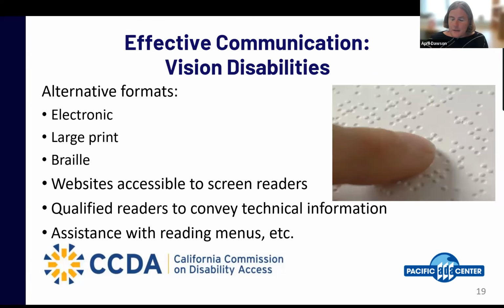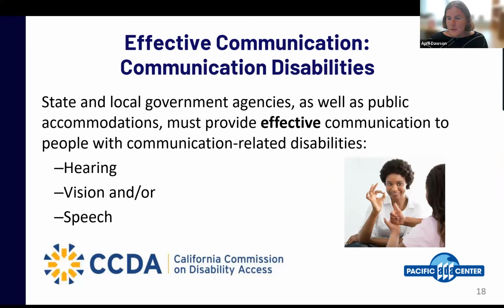On this slide, if you could go back one, there's a visual. There are two Black women, and they're both speaking to each other in sign language.